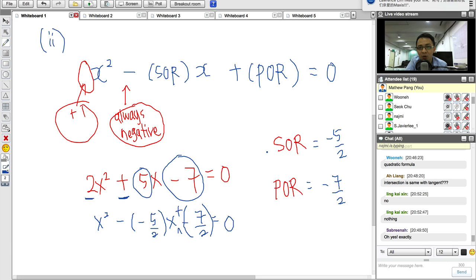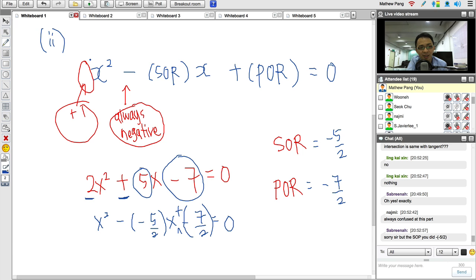So you always need to make sure you understand this rule. It is so important. First, you always have to make sure the sign is negative, and then the coefficient of x squared is always positive 1.